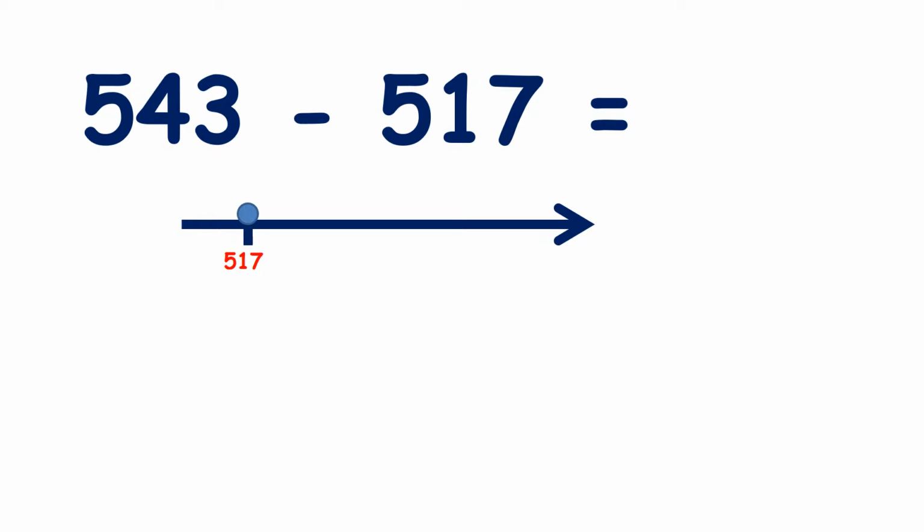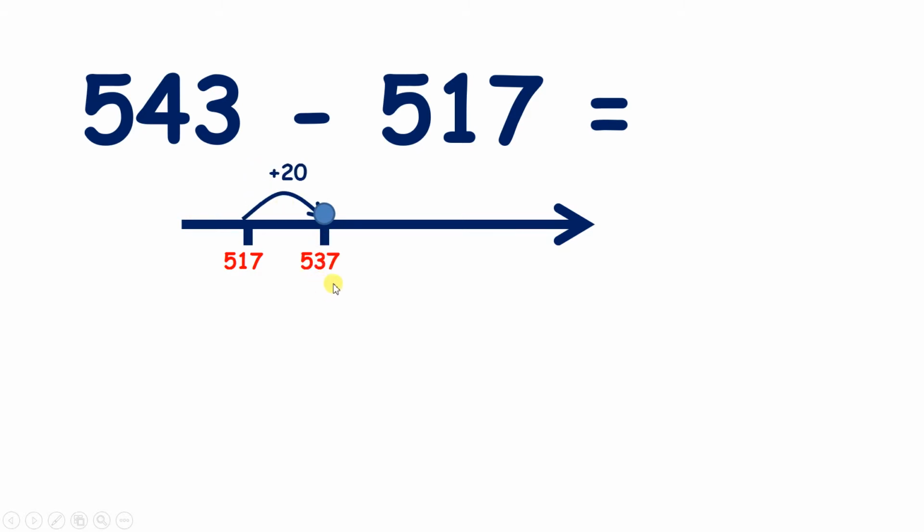Now we have 543 minus 517. So let's start on 517. How many tens do we need to add? Well, we don't want to go to 547 because that would be too many. So we need to get to 537. So we need to add 20.